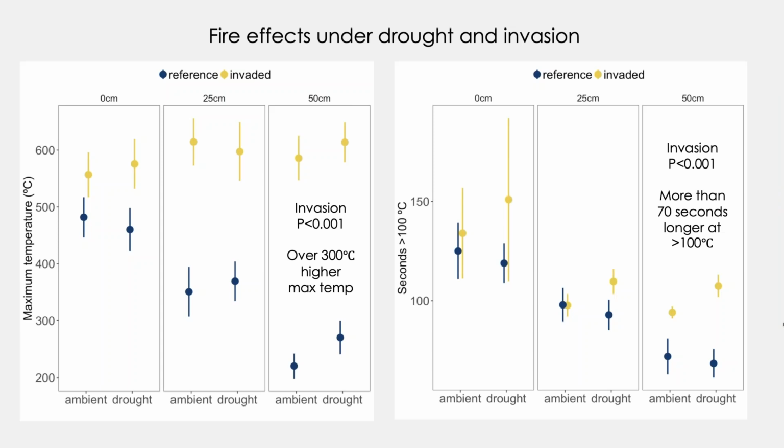And fires not only burn hotter, they burn hotter longer. Here I'm showing the number of seconds over 100 degrees C. And again, we see a strong effect of the invasion, particularly at 50 centimeters, where fires burn more than 70 seconds longer at more than 100 degrees C.